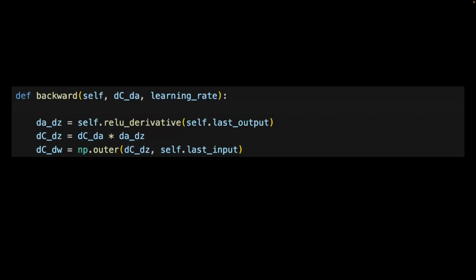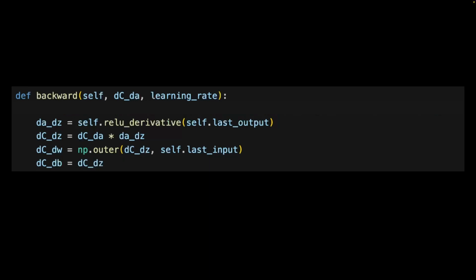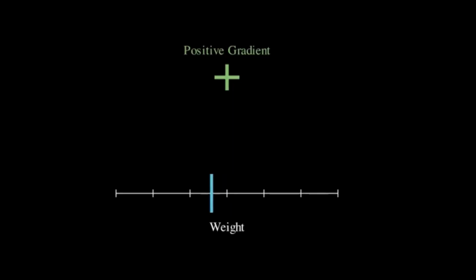This is crucial for updating weights during training. The derivative of the cost with respect to the bias shows how the loss changes when the bias changes. We use these values to get the full gradients of each weight. The gradient's value tells us two things. The sign, either positive or negative, tells us which way to change the weight to reduce loss. If it's positive, we decrease the weight. If it's negative, we increase it.